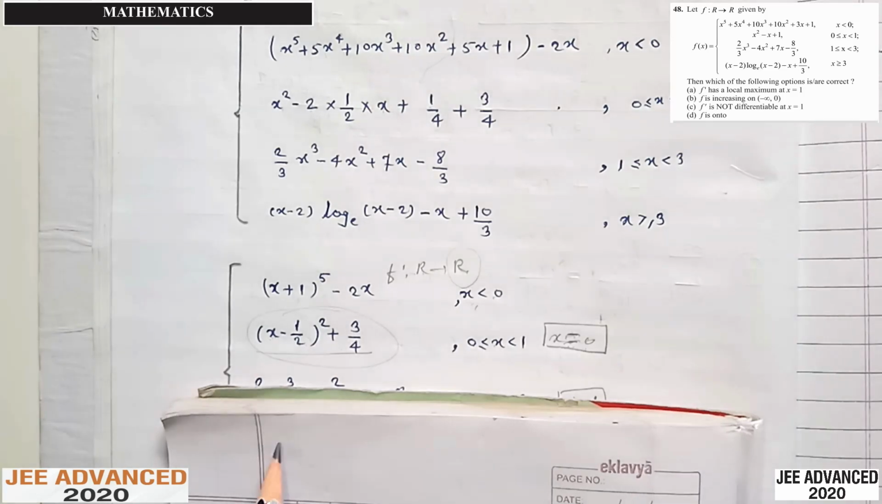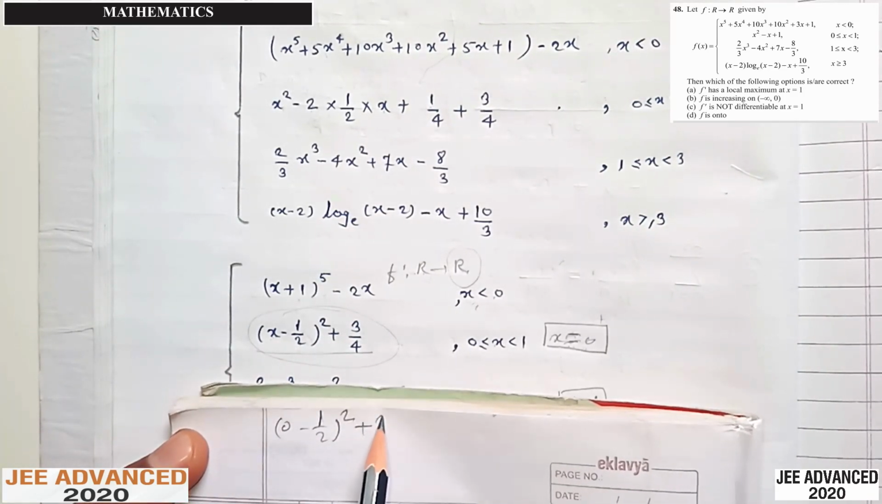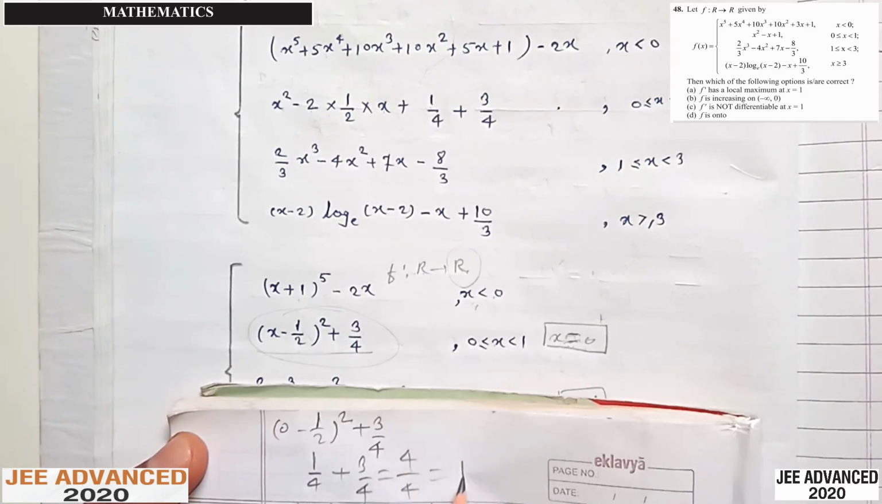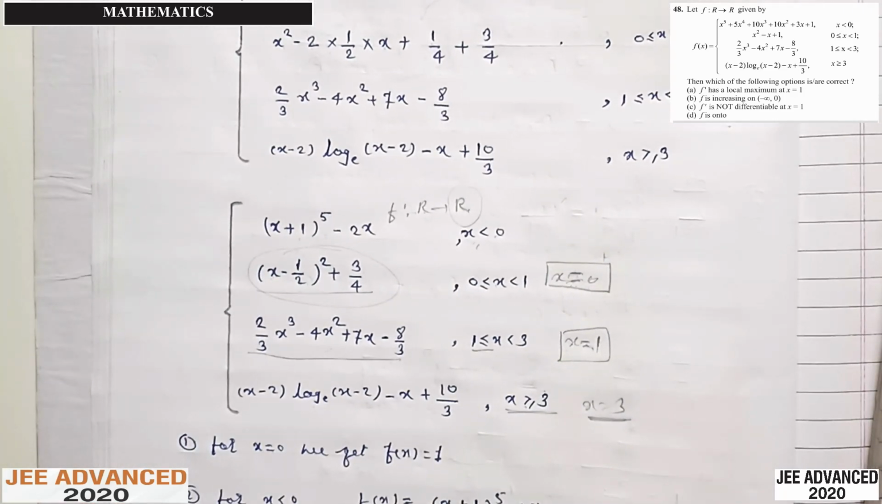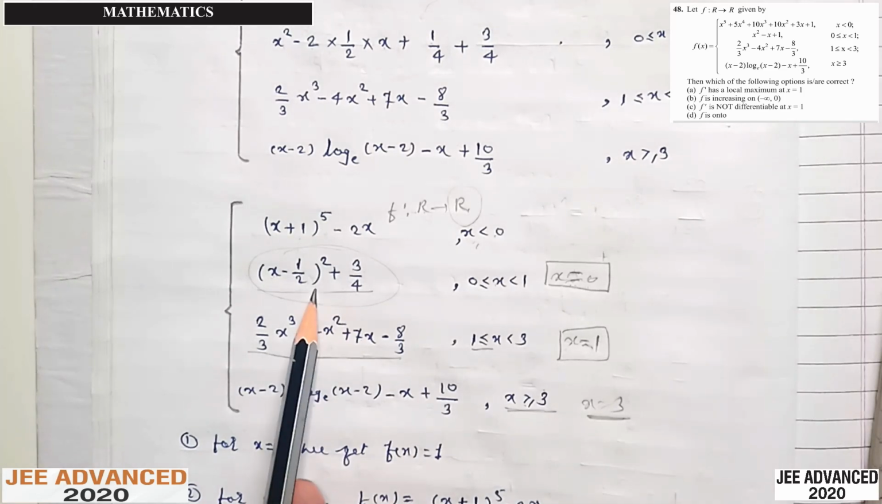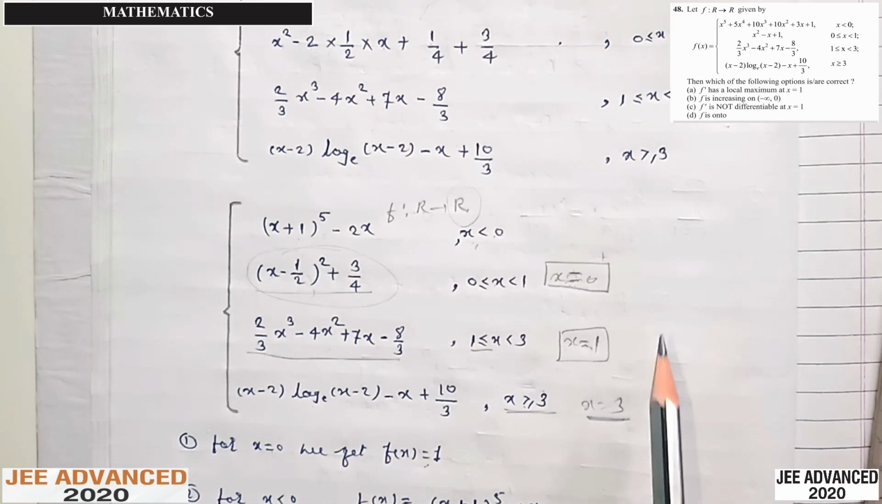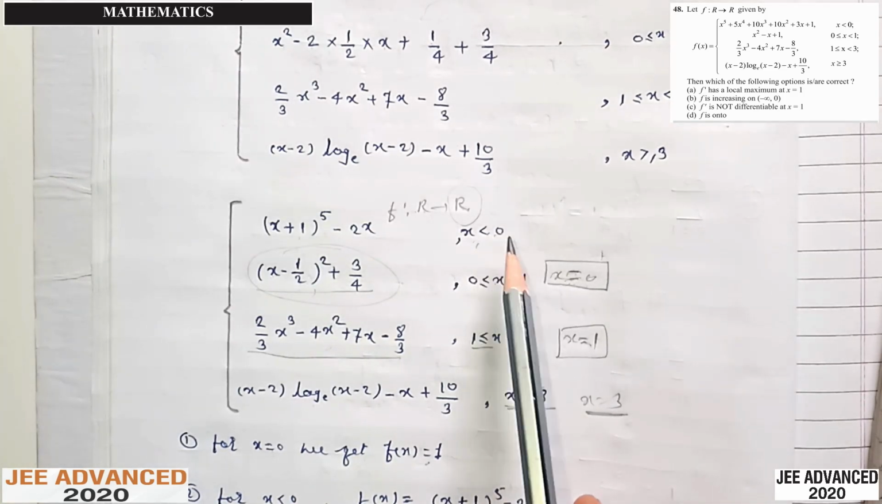When x is 0, what does the polynomial give us? 0 minus 1 by 2 bracket square plus 3 by 4. Now 0 minus 1 by 2, negative 1 by 2 bracket square means positive 1 by 4, plus 3 by 4. The base is the same, 4 by 4, so our value gives us 1. So whenever we select x equal to 0, the function f of x gives the value 1. Now second condition here for the first polynomial.